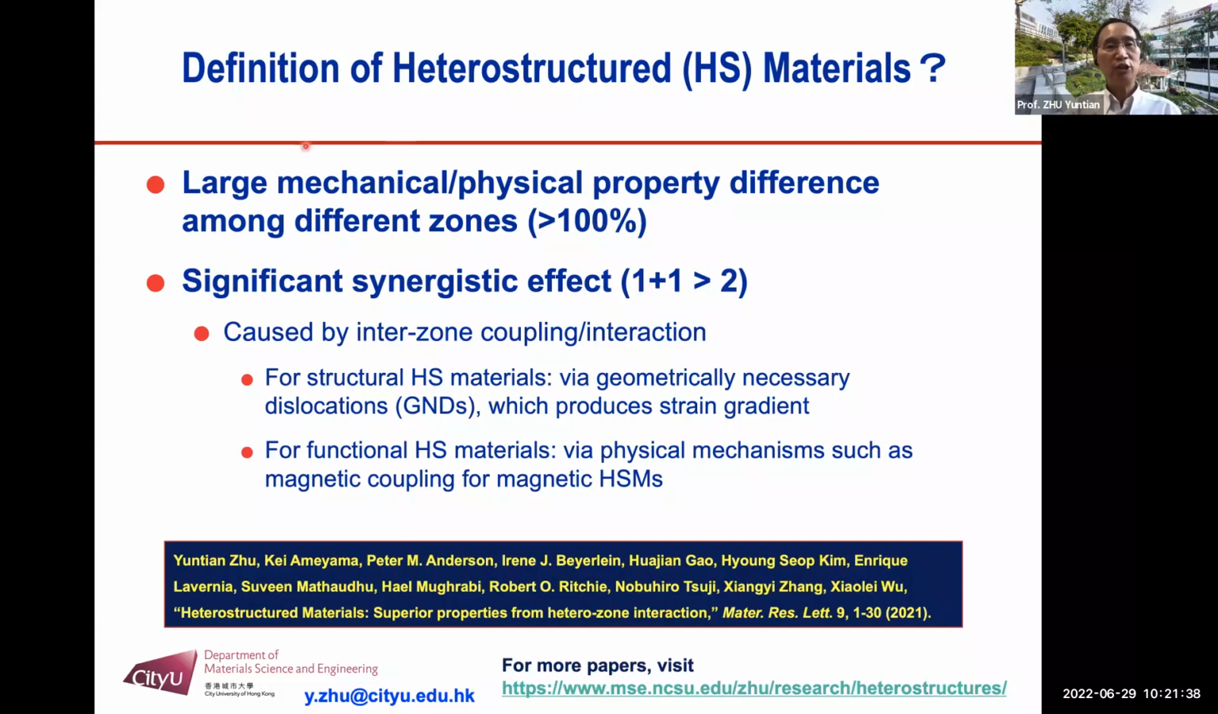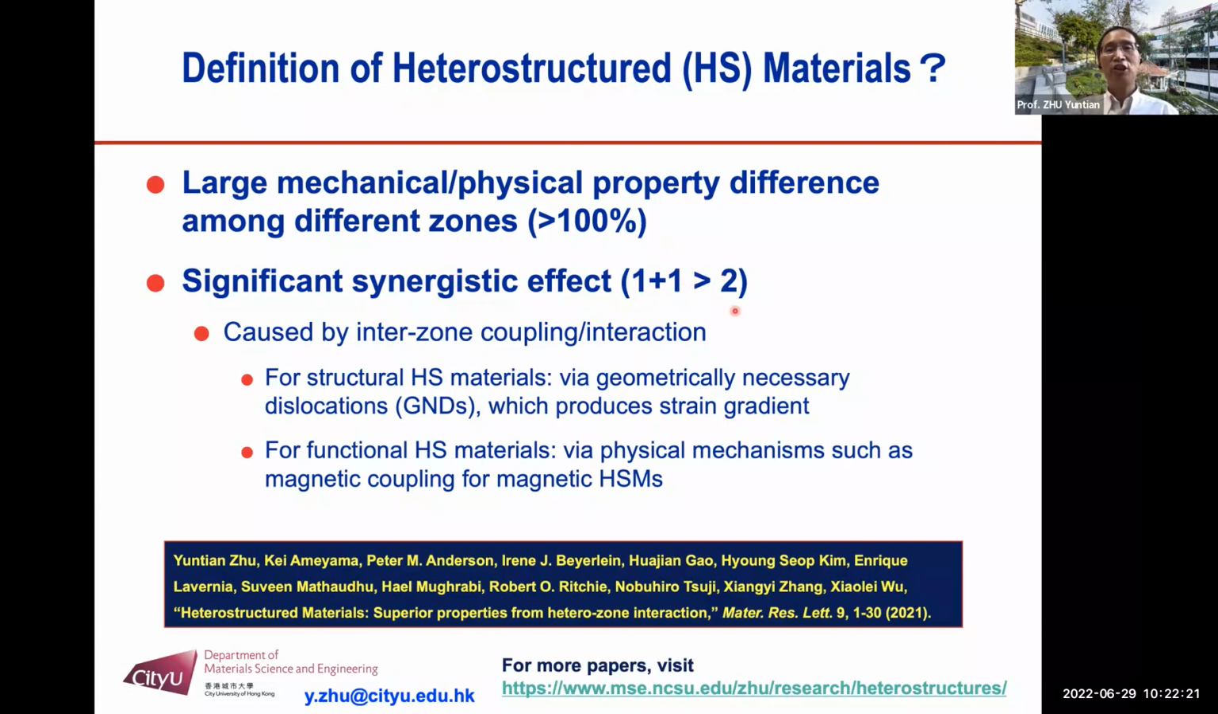Secondly, these heterostructured materials need to have significant synergistic effect. I call that 1 + 1 larger than 2. What I mean here is not all non-uniform structure will give you benefits. Only if you design the heterostructure in a certain way, in a microscopic way, can you get this advantage over conventional homogeneous material. So it has to have a synergistic effect.